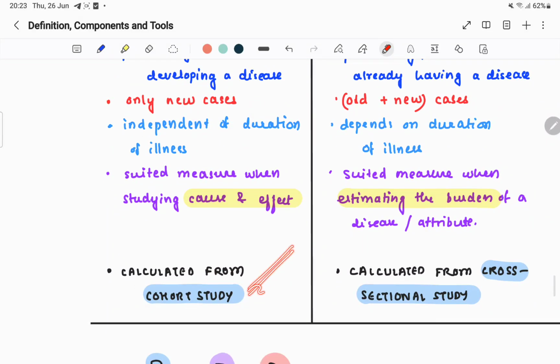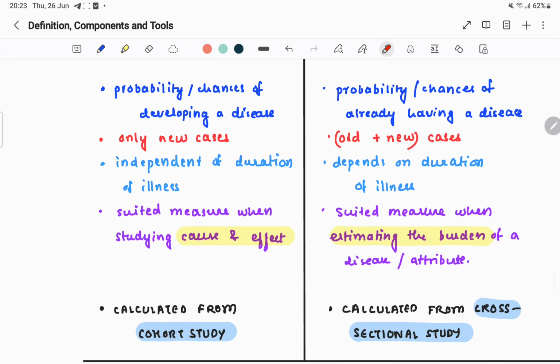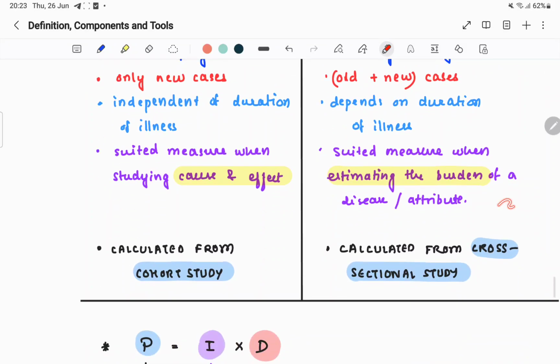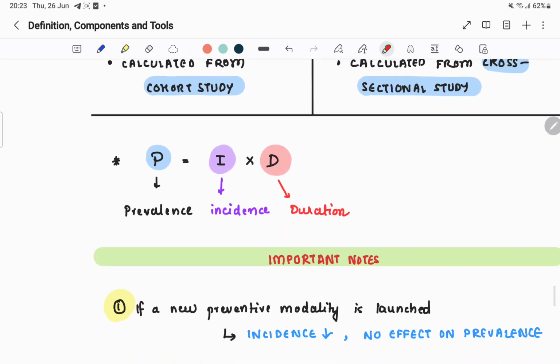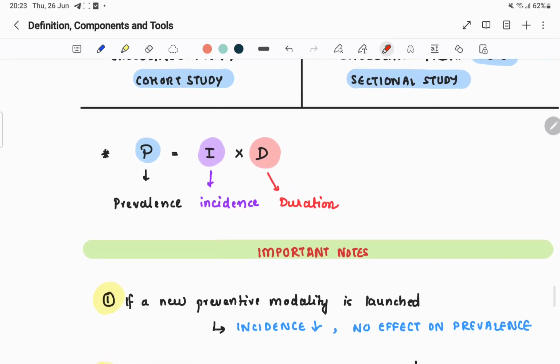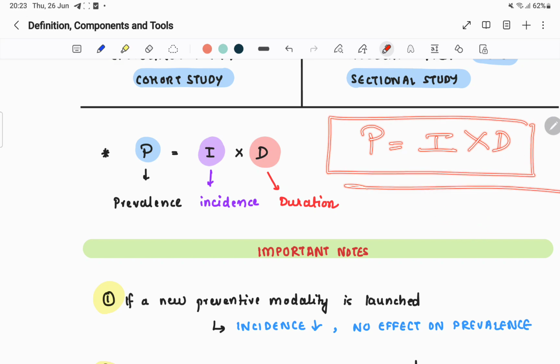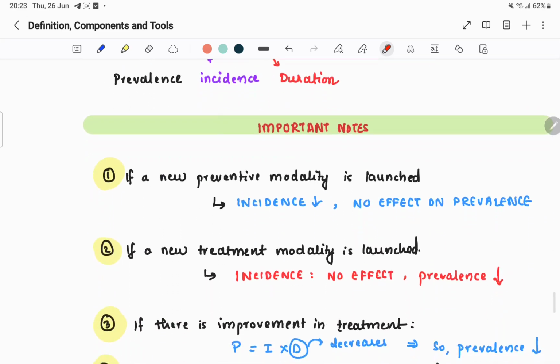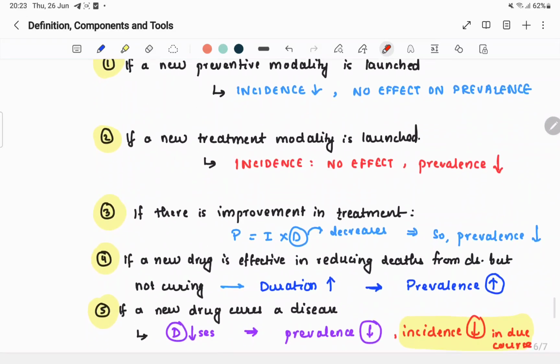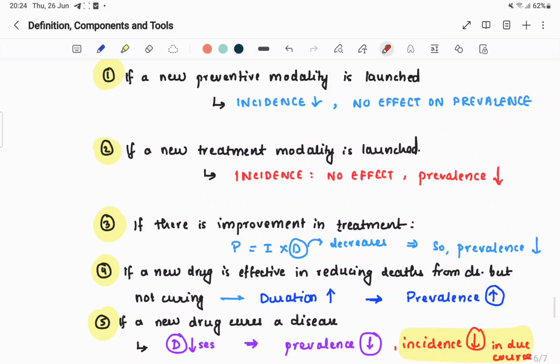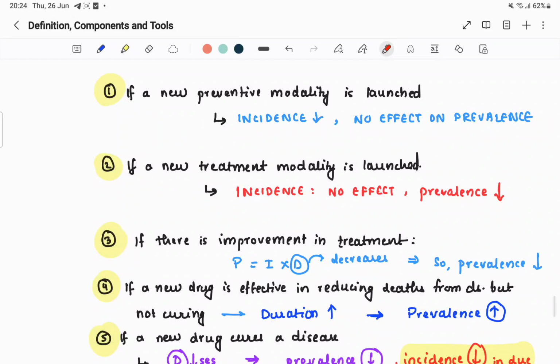Incidence is calculated from a cohort study, and prevalence is basically calculated from a cross-sectional study. And we have a formula that prevalence is equal to incidence into duration, P equals I into D. This is the formula for prevalence. Okay, we have some one-liners. They are asked in your PG entrances, so we'll discuss this also.